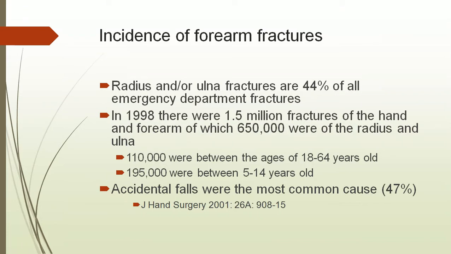The incidence is very common in children, from the age of 4 to 5 years up to 20 years. Accidental falls were the most common cause for forearm fractures, because accidental falls are quite common: fall on the floor, fall on the outstretched hand. These are quite common at any age. They constitute about 47% of forearm fractures.